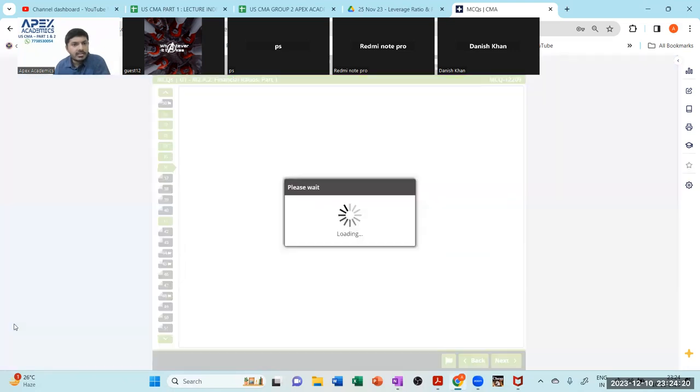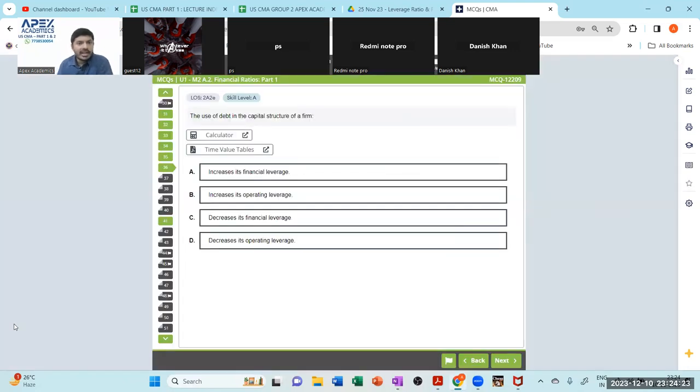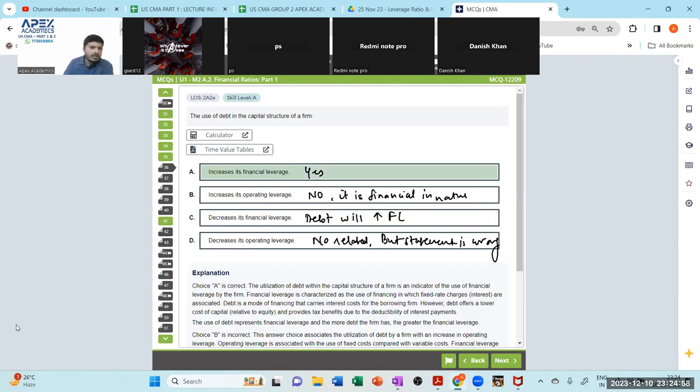Question number 36. The use of debt in a capital structure of a firm increases financial leverage. Yes. Increases operational leverage? No, it is financial in nature. Decreases financial leverage? What rubbish. Debt will increase financial leverage. Decreases operational leverage? Not related. But the statement is wrong. It increases the financial leverage. Take a screenshot. Yes or no?